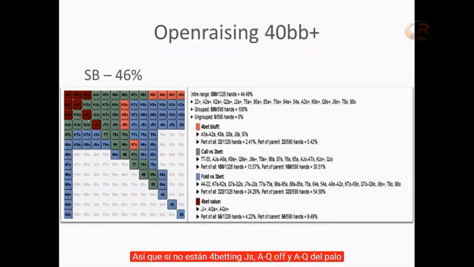So if you're not 4-betting jacks, ace queen off and ace queen suited, you should also not 4-bet bluff that much, because otherwise you might be over-bluffing. Same procedure here as well.